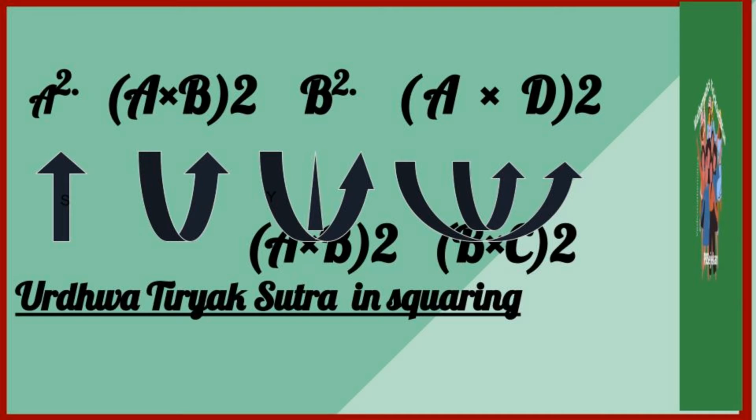This is just to remind us how to do squaring using Urdhwa Tiryak sutra. When there are two digits, take the square of the first digit, then multiply the two digits and double the product. When three digits, twice the product of the first and the last digit is added to the square of the middle digit. When four digits are there, twice the product of the first and last digit is added to twice the product of the middle two digits.